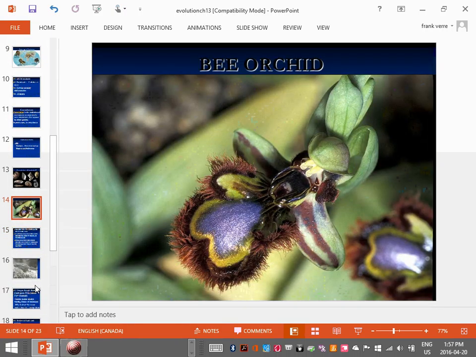Oh, by the way, what's interesting, when there's no more pollen, this orchid could switch its scent to a female that has already mated and does not want to be bothered anymore. Okay? Yeah. So, yeah, it's interesting.